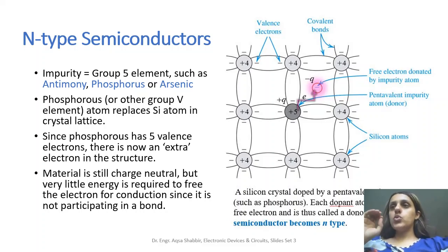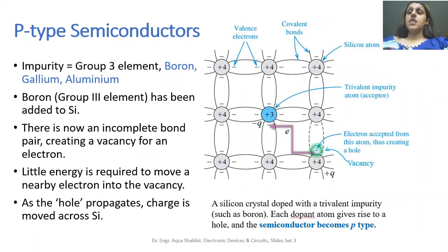So when, to a pure or intrinsic semiconductor, we add a controlled amount of a donor impurity, which is a group 5 element, we have an excess or an abundance of free electrons. And this gives us N-type semiconductors. So N-type semiconductors are those which have an abundance of electrons. Now, P-type semiconductors, in contrast to N-type semiconductors, have an abundance of holes.